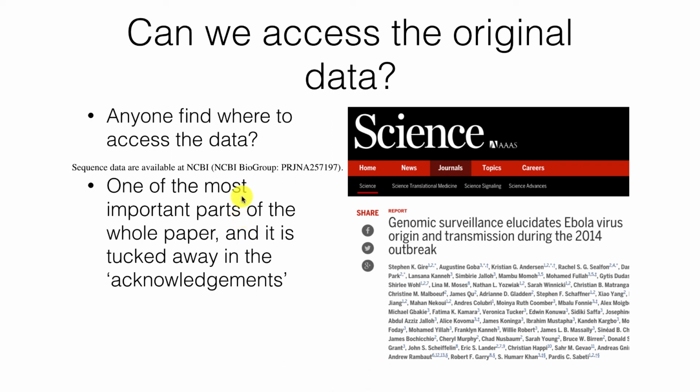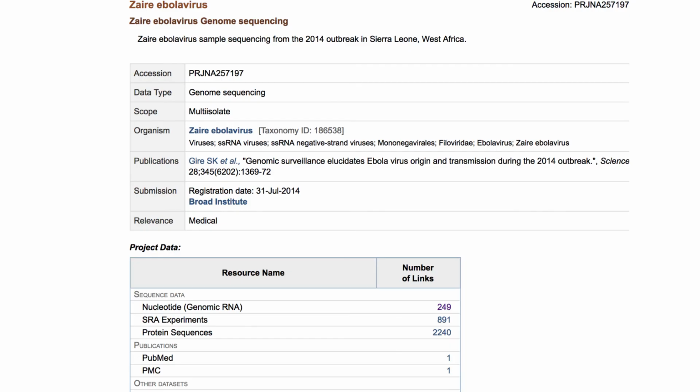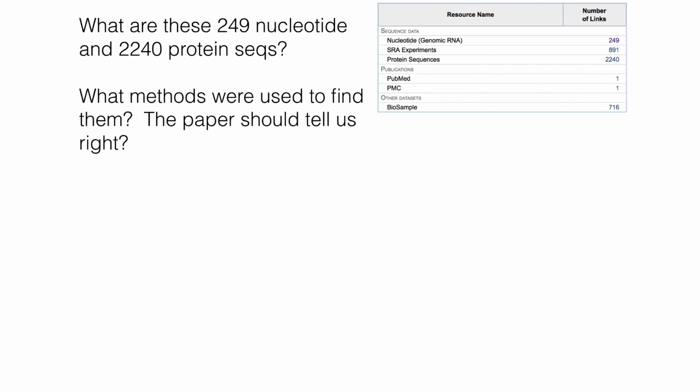It is, I would say, the most important piece of the whole paper, where their raw data are. And in one line, it says sequence data are available at NCBI BioProject PRJ, so they provide the project number. But it's not even in the main paper. It's in the acknowledgments for some reason. But that's good. We can go there. We can see that 249 nucleotides, 891 SRA experiments, and lots of proteins were sequenced. So that's great. Where did those 249 nucleotides and all those protein sequences come from?